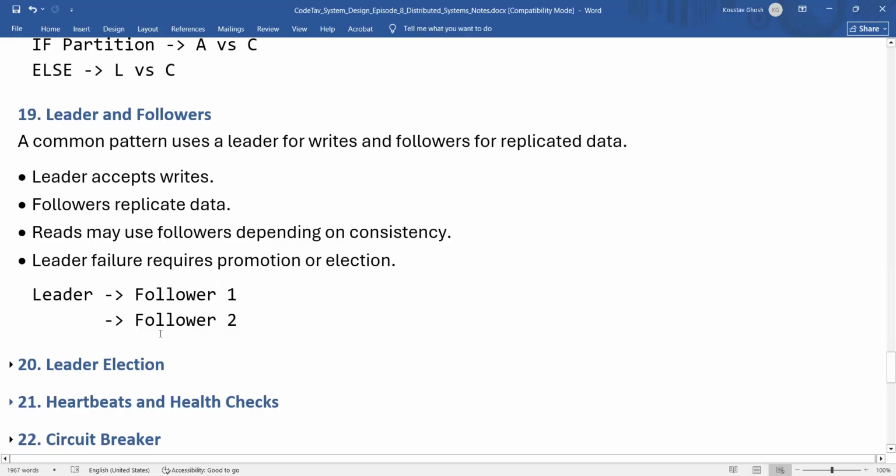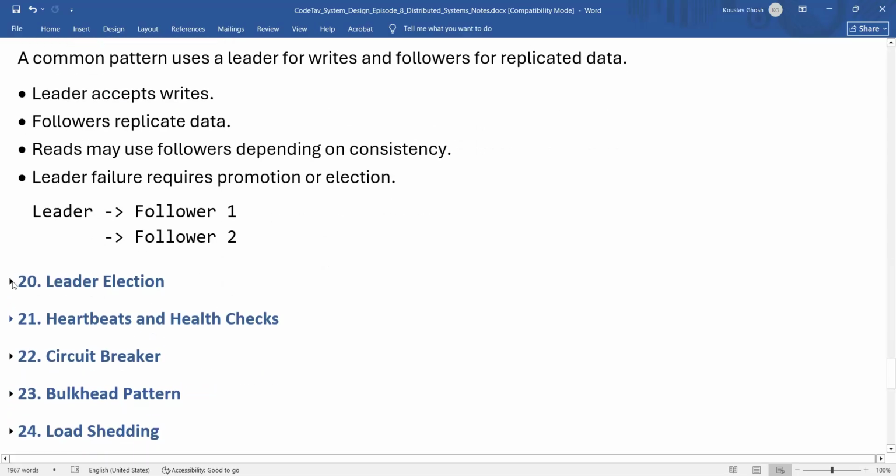Okay. So we can potentially send some read requests to followers. So this helps distribute read traffic. But we need to consider replication lag. Like if a follower has not received the latest update, it may return stale data, right?